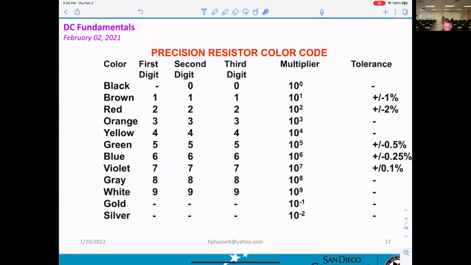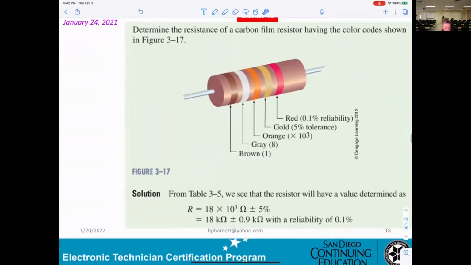And this is only a different precision. 5 bands: first digit, second digit, third digit, and that will be the multiplier, and that will be the tolerance. Same thing. So we don't care about that one. Like you see the colors here, first digit, second digit, third digit.